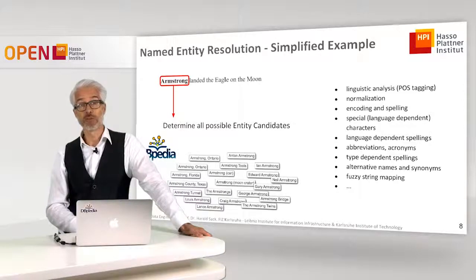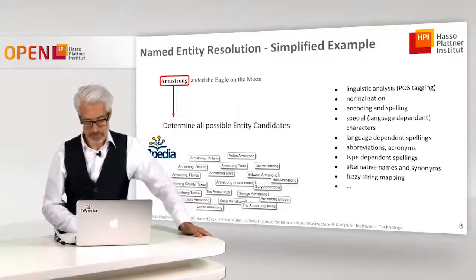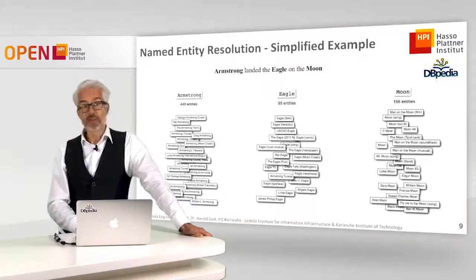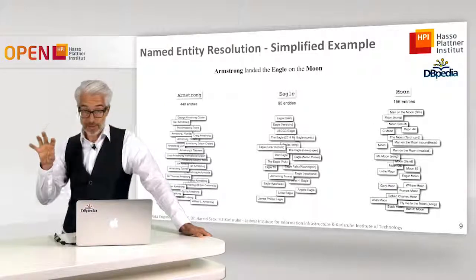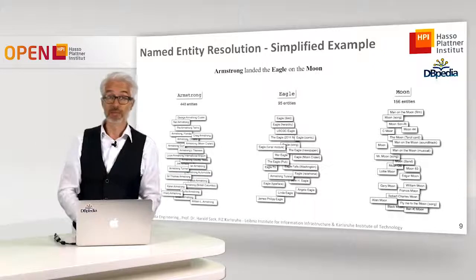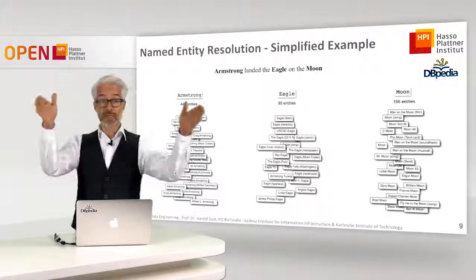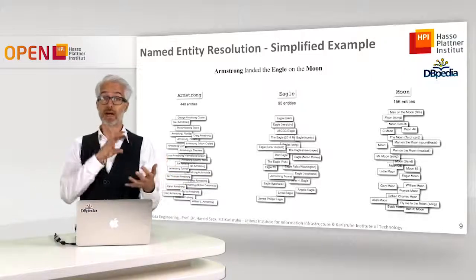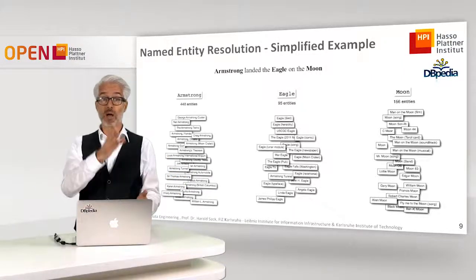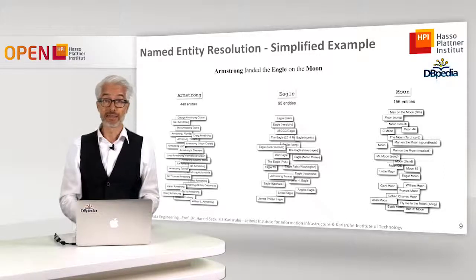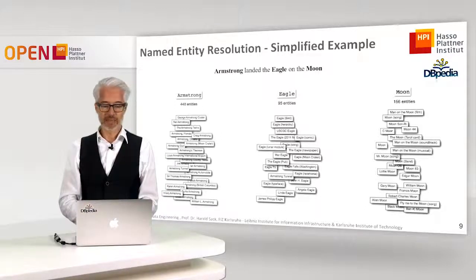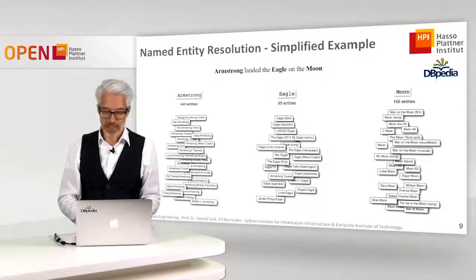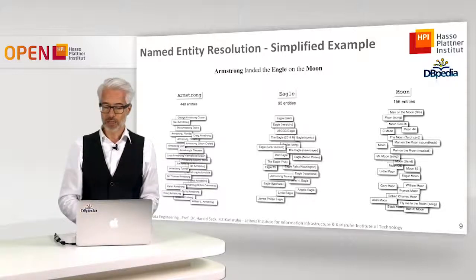So you see there are lots of possibilities for that. In the end, you have to do this in your sentence, which in our simplified example determines the entire context. So we look at the entire text to understand the single entities. We have to look for all the candidates of the named entities we have identified. And therefore, we might find for Armstrong 448 entities, for Eagle 95 entities, and for the Moon 156.